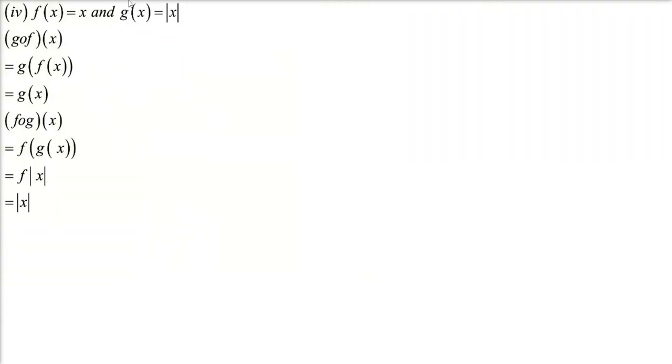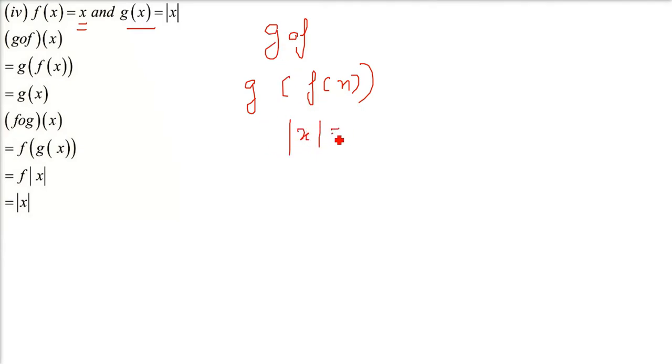Fourth one now, f(x) and g(x). So f(x) is x and g(x) is mod x. So g of f(x), g o f, is g of f(x). What is f(x) here? Which is simply x. And you have to put it inside g(x). So you have to put just x in place of x. So it will remain as mod x. Means you have to put x in place of x, which is already x. So you get mod x, which is actually g(x) only.